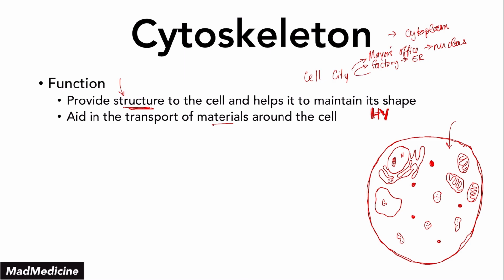And then you have something called a post office. And what is the post office? That is the Golgi apparatus. Okay. All right. And then you have a power plant. And what is the power plant? That's the mitochondria.